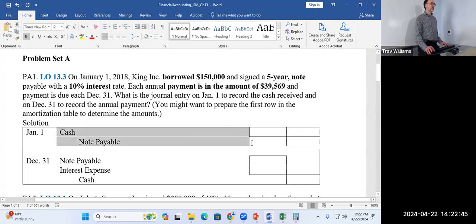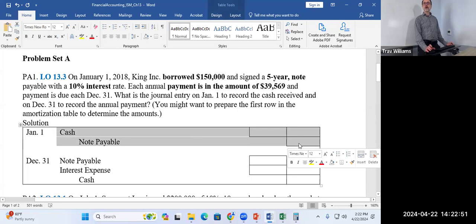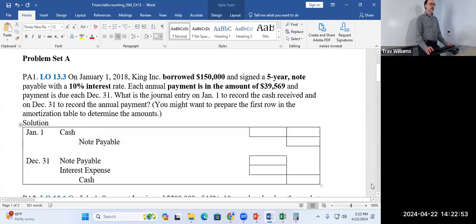At the end of the year, first thing we have to do is journalize the note. So when the company borrowed the money, it's a debit to cash because they got the cash from the lender. And now they have a note payable, right? A long-term, well, in this case, it's long-term debt called a note payable of $150,000. We know the liabilities increase on the credit side, right? So journalizing the original note is pretty easy.